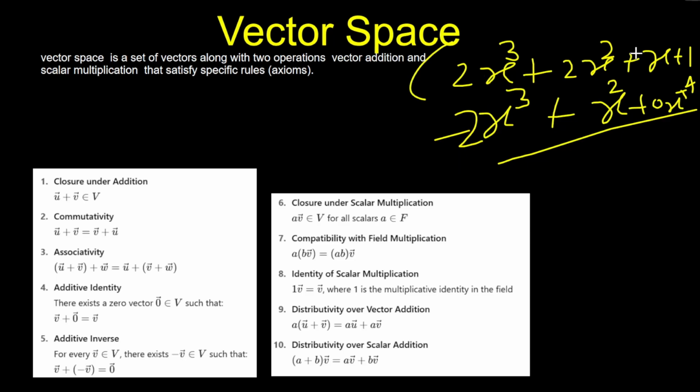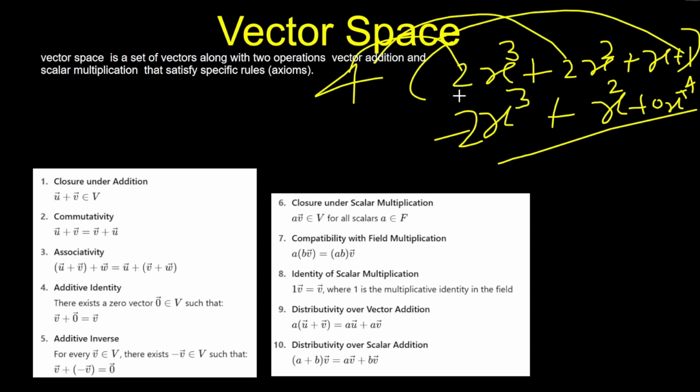Also, you can multiply this with any scalar. Let's say 4, we'll just multiply this. So you'll get another vector space.